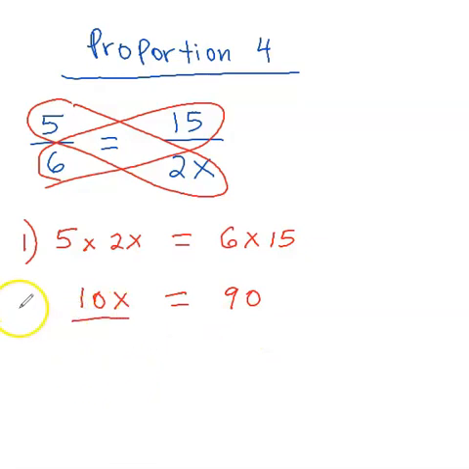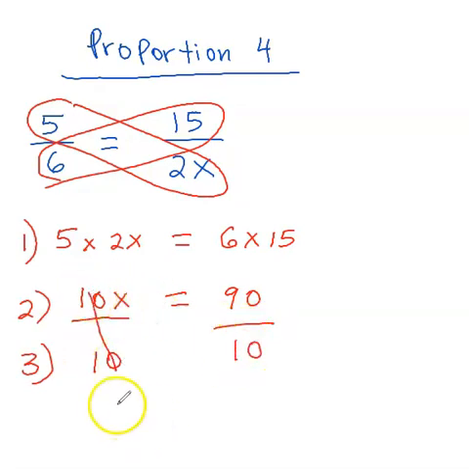And then you divide, that's step 2. Then the third step, you divide by 10 on both sides. And x is equal to 9. So the answer will have to be 9 for this proportion problem.